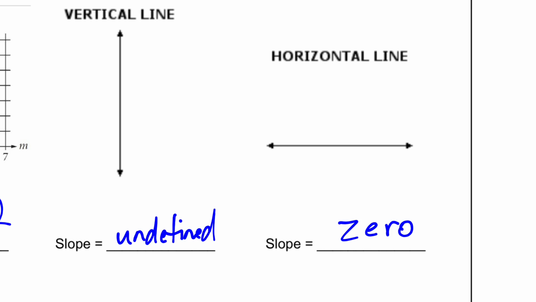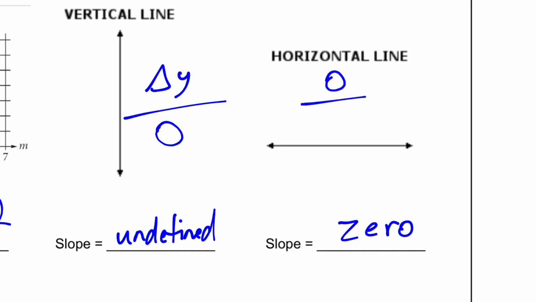If you try to think of these in terms of rise over run, you would have some change in y divided by 0. You can't divide by 0. On the horizontal line, you would have 0 divided by some change in x. And that's always going to be 0 no matter what.